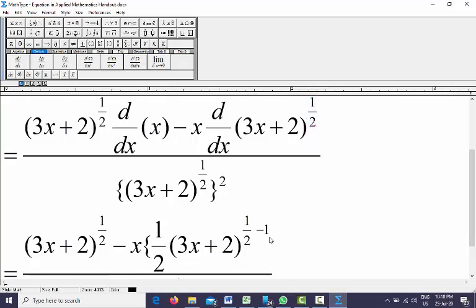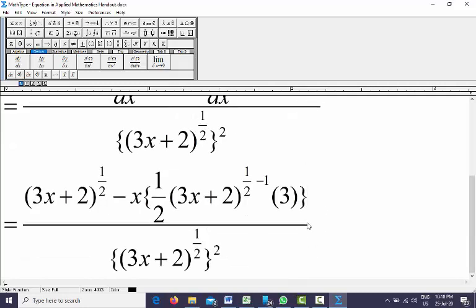Now you need to do differentiation of the inside material. Inside we have 3x. If we do differentiation of 3x, we get only 3, and if you do differentiation of this one, you get 0, so you don't have to write that one. So that means we have done our differentiation.